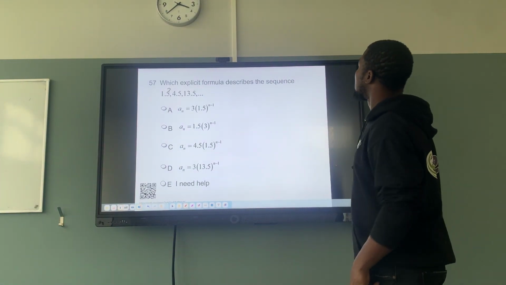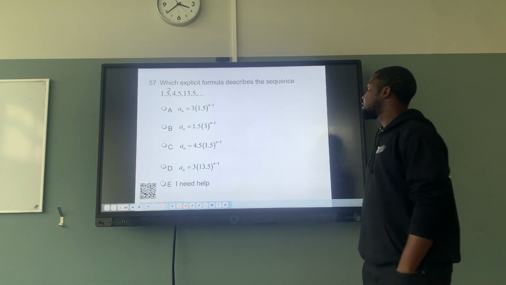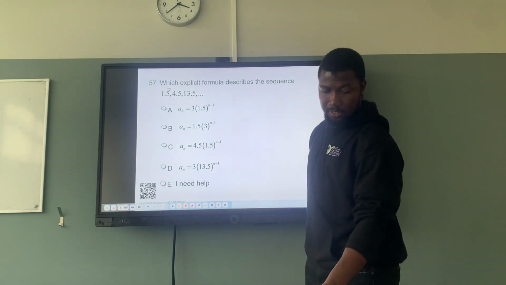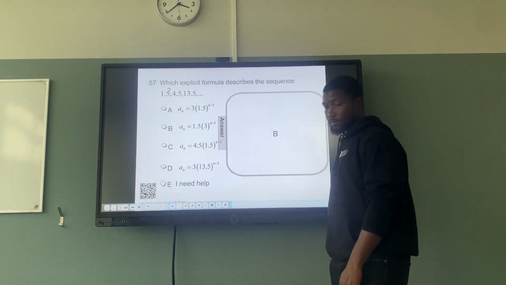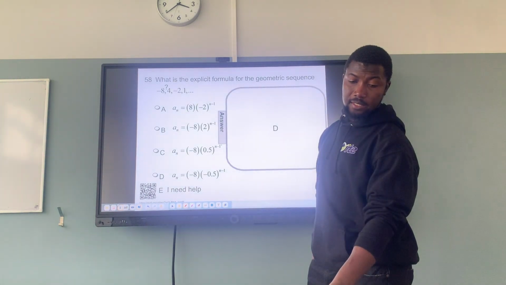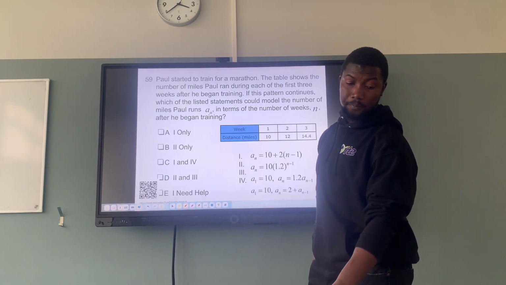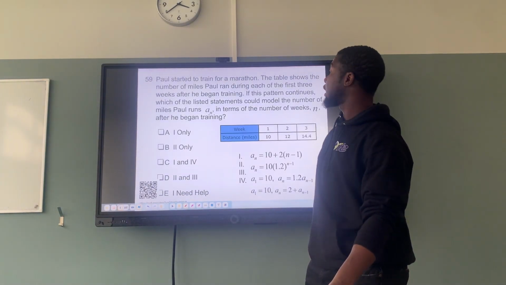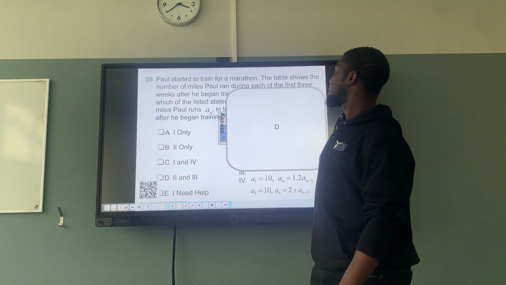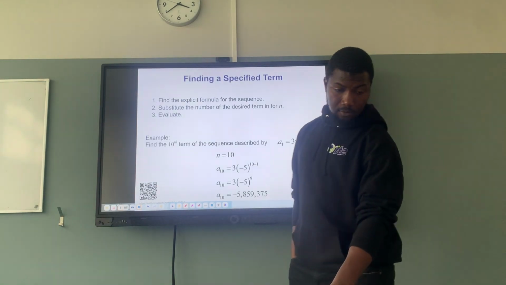Which explicit formula describes the sequence? Find the common ratio, find the first term, and put it there. Option B should be the correct answer. Do the same thing, pause and then look for the answer. Always when you have the question, pause the video and then write the correct answer. If the answer is correct, you should have option B.